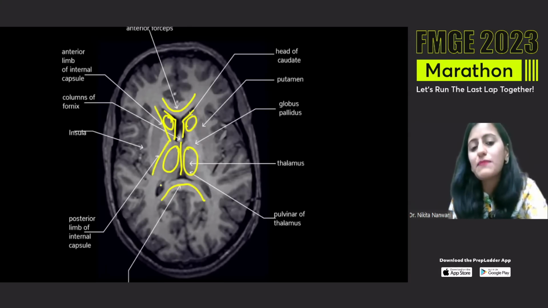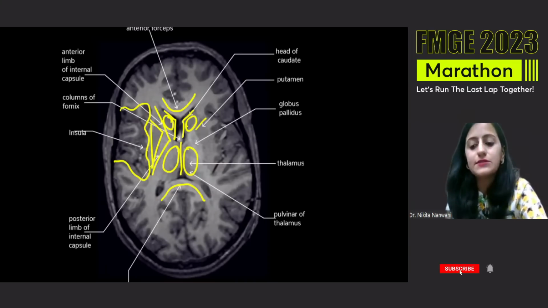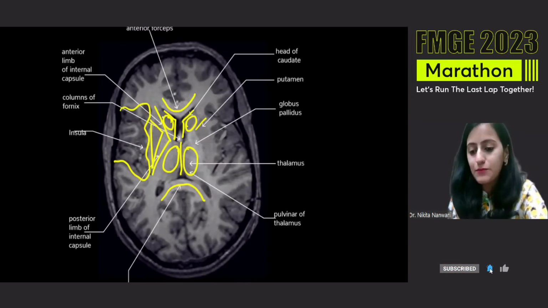The V-shaped white matter tract, that's going to be the internal capsule. Lateral to that is lentiform nucleus. And the part of the brain here, this is insula. Okay, that is insula. Clear with everyone?